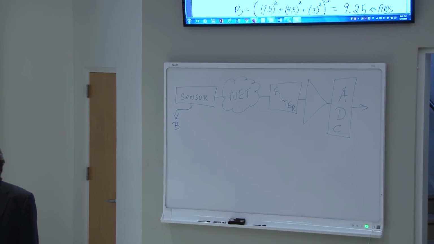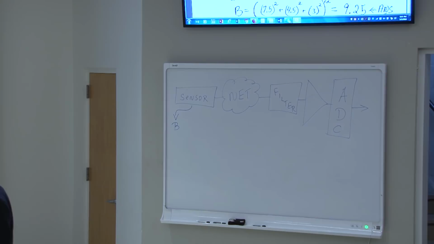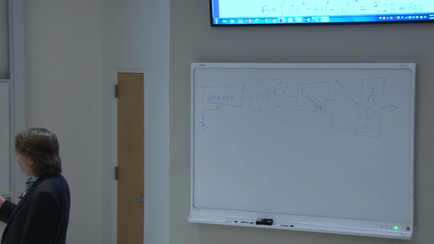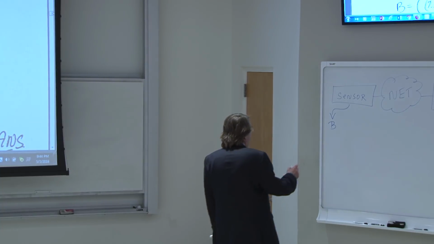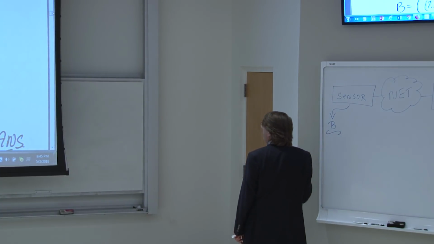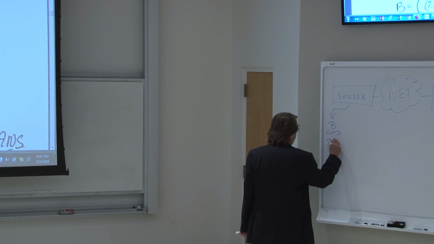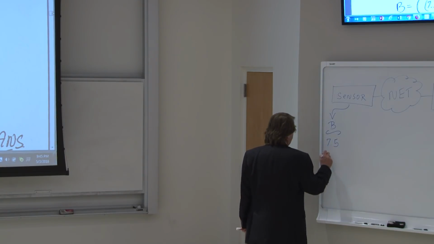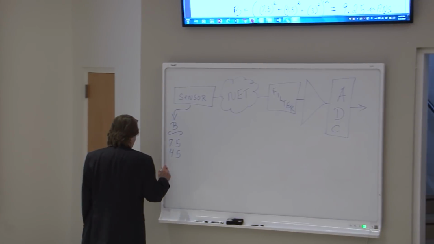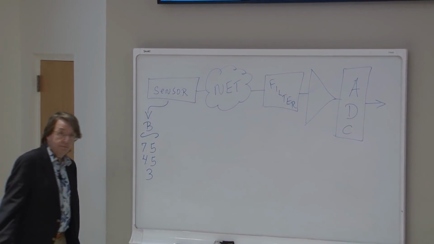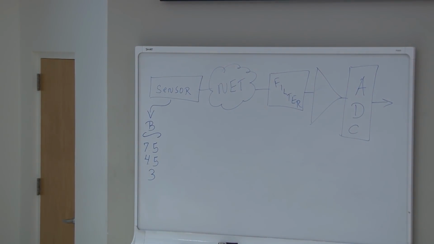So here we have the bias error, capital B. I look at this 0.25 over 100 times 3,000, and I do this for all 3 numbers. So underneath the sensor, I have a bias error of 7.5. I have another bias error of 4.5. And I have a third bias error of 3. And I got all that just from the given information in the problem.